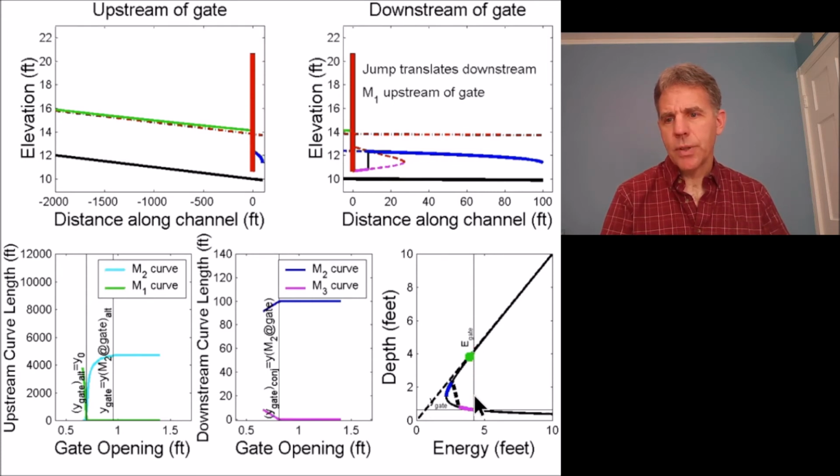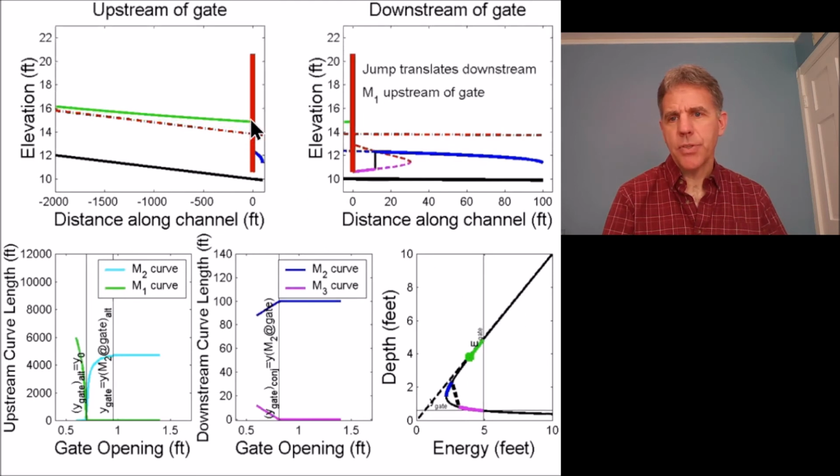That gets us to this point. The gate moves us down to the supercritical alternate. We have a longer M3, a jump, and an M2 profile to critical. It may be a little bit difficult to see, but there's now an M1 curve that's being plotted here, and that will become more apparent as we reach the end of our animation. Let's now go to the end of the animation.